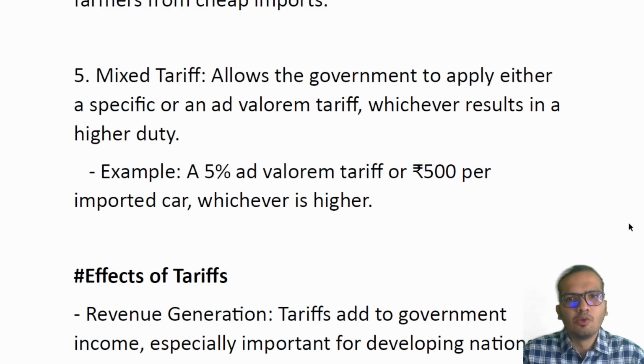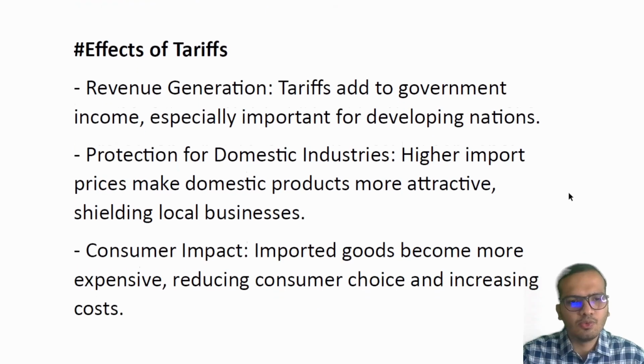Then comes mixed tariff. It allows the government to apply either a specific or an ad valorem tariff, whichever results in a higher duty. Example, a 5% ad valorem tariff or rupees 500 per imported car, whichever is higher. This is just an example. Actual rates would be different.